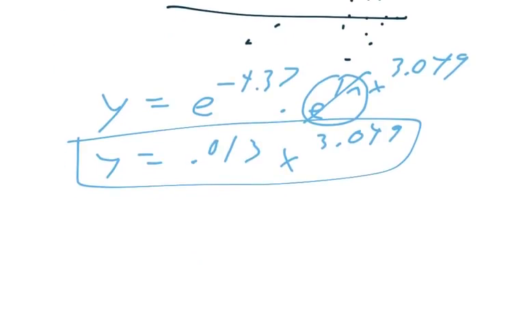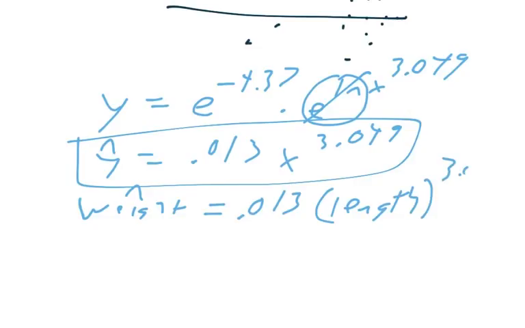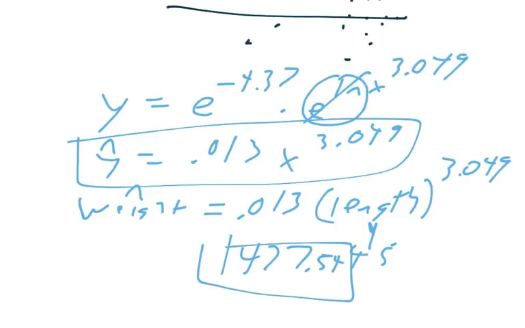What is to predict the weight? So this really should have been a hat, and it really should have been weight hat equals 0.013 length to 3.049, and then we plug in 45 in here to answer part B. And it says 1,427.54 grams.